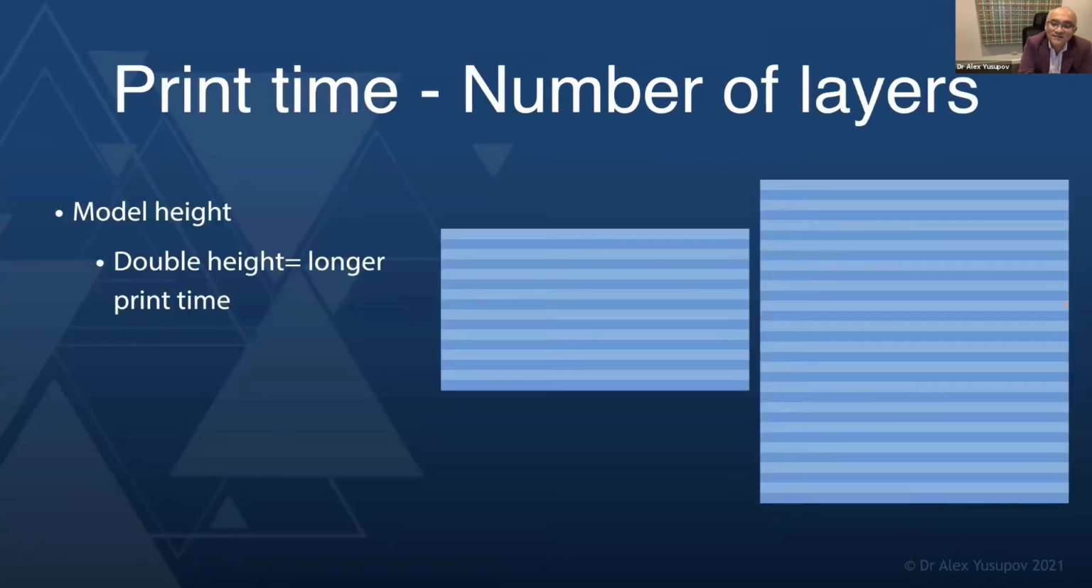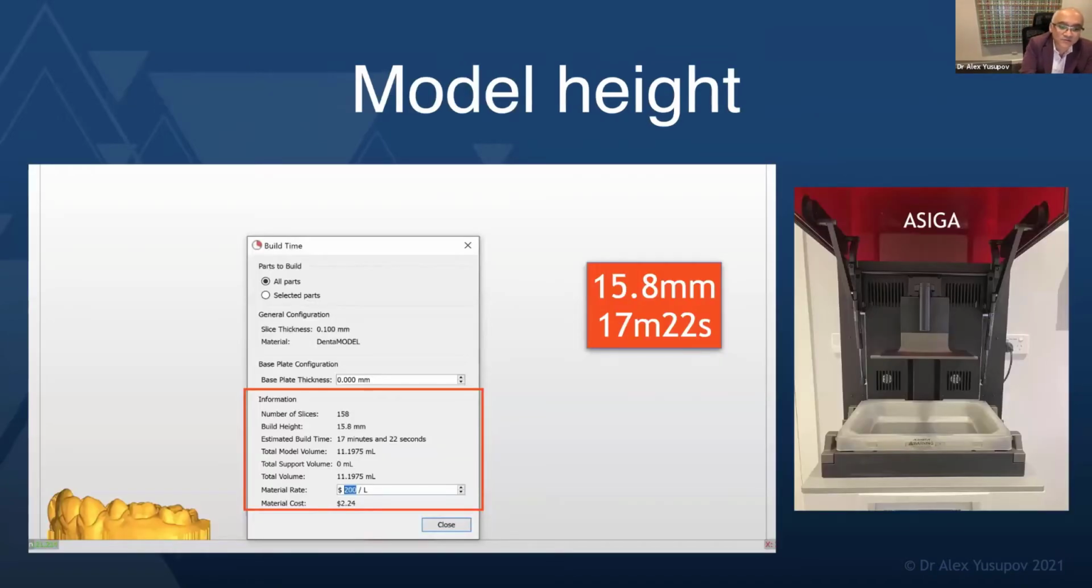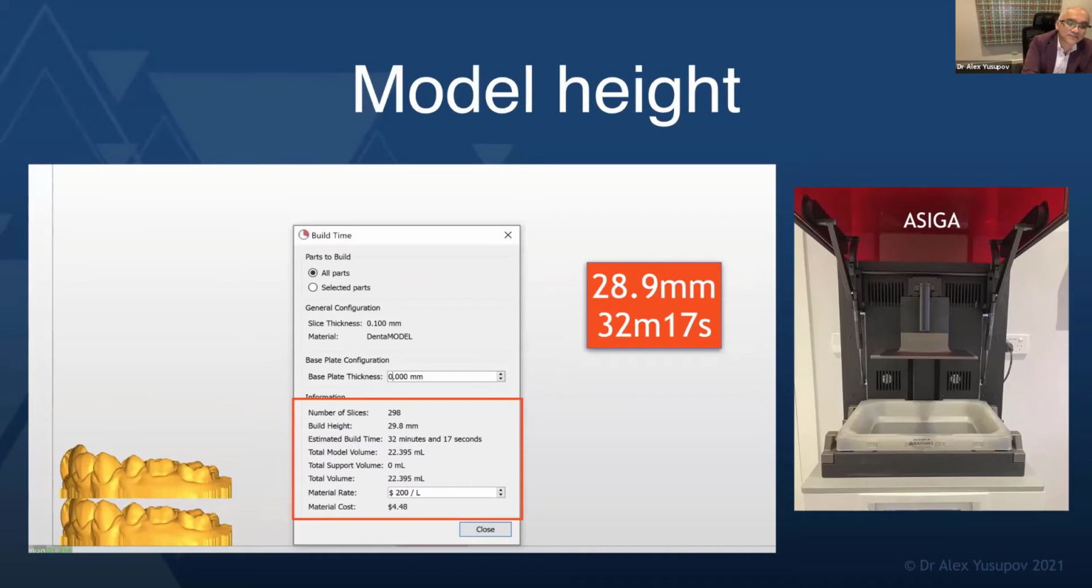The model height is another way that we get more layers. The taller the model vertically, the more layers you're printing, which means longer print time. So that means that if we print a model flat, it will take 17 minutes, 22 seconds. But if we put it standing or make it double the height, then it's going to take longer.